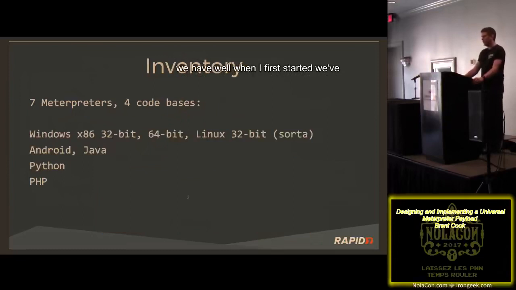So what kind of Meterpreters do we have? Well, when I first started, we had 7 Meterpreters. Did you guys know that there were 7 Meterpreters? Not only 7 Meterpreters, we actually have 4 separate code bases that all implement basically the Meterpreter spec. We had 3 that were Windows-based, 32-bit, 64-bit, and a Linux 32-bit one that kind of worked, but not really. We have Android and Java, which is Java apps, desktop, that sort of thing.